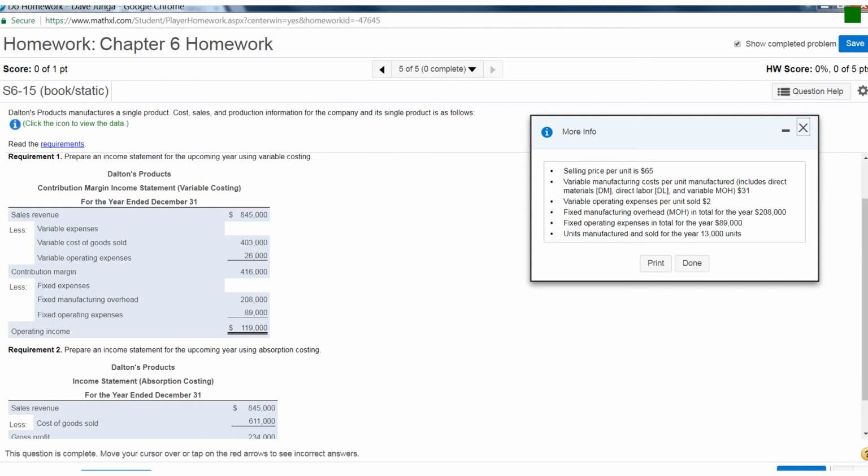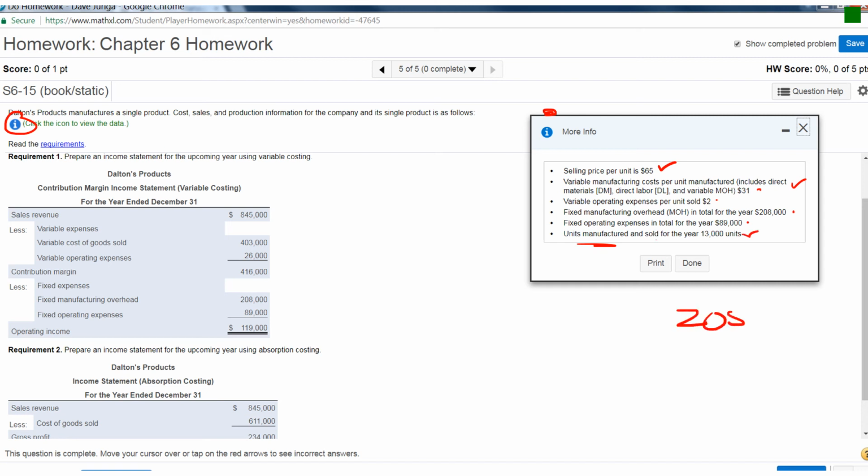All right, so this is chapter 6, problem number 5. This is going to be an income statement using variable costing and absorption costing. I went ahead and already clicked on the icon. All your data is over here. Notice you have a selling price of $65. They've given you all your variable product costs, which is direct material, direct labor, variable overhead, which is $31, variable operating, which is $2. You've got fixed overhead, which is $208,000, fixed operating, which is $89,000, and then here's the units made and sold, which is 13,000.